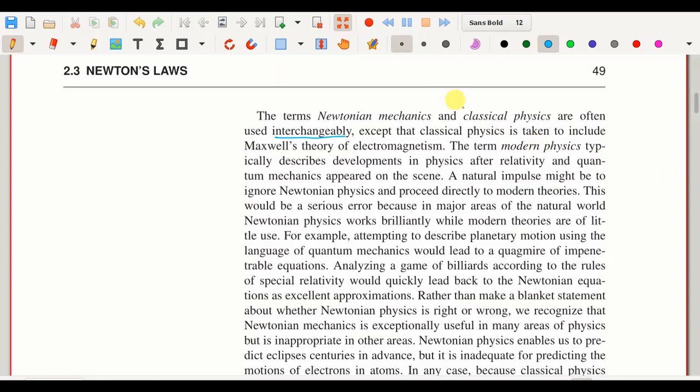Okay, except classical physics is taken to include Maxwell's theory of electromagnetism. The term Newtonian mechanics is what we are calling the study of mechanical systems, but classical physics actually takes care of classical mechanics, having Newtonian mechanics as well as Maxwell's electrodynamics.